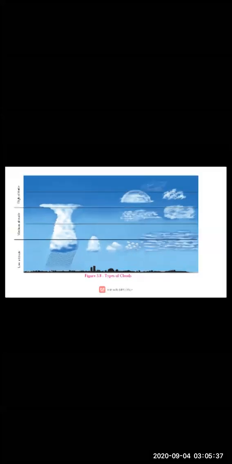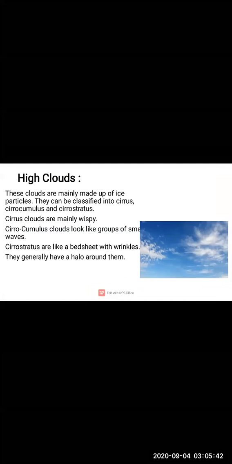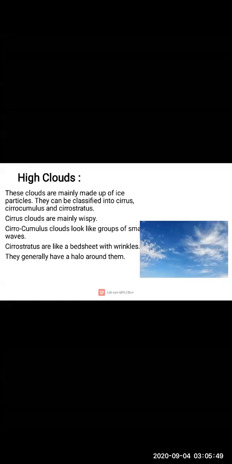See, this is the range. We can observe the low altitude clouds from the earth's surface, and as we move higher and higher, we can observe the medium and high altitude clouds. Now moving ahead, what are high clouds? We are going to study the characteristics of high clouds now. These clouds are mainly made up of ice particles.